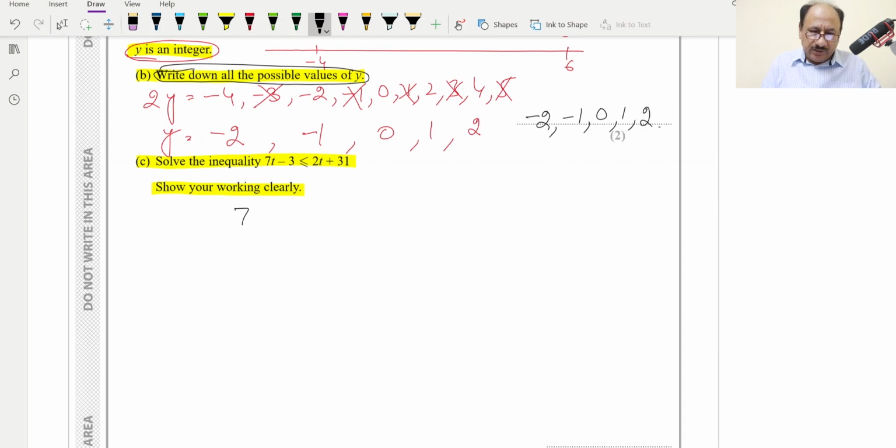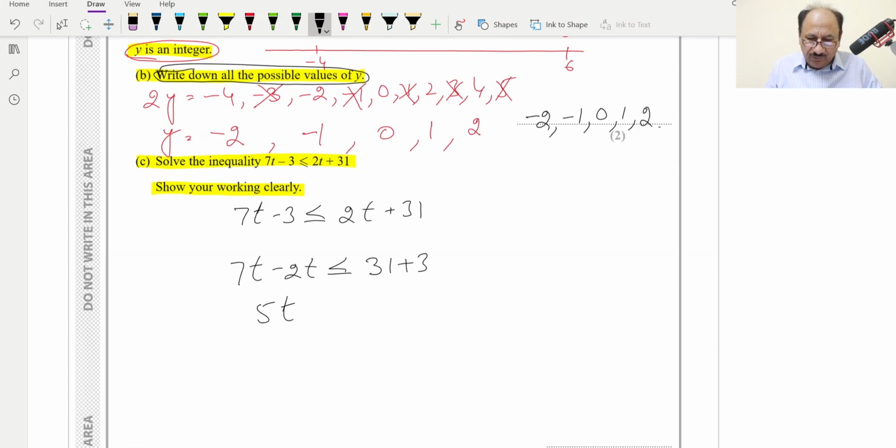70 minus 3 is less than or equal to 2t plus 31. So 2t we will shift to the other side, and we will get 70 minus 2t is less than or equal to -3; also we can shift the -3 to the other side, so 31 plus 3. And now we can write this as 5t.